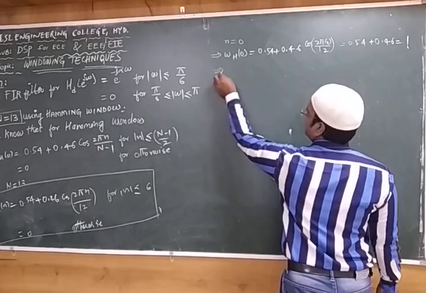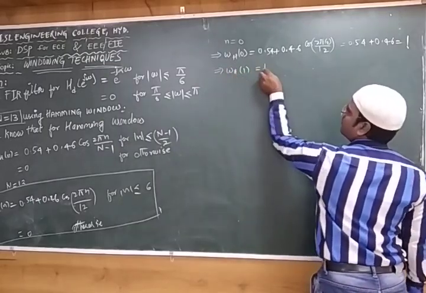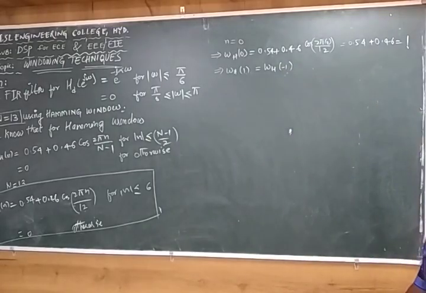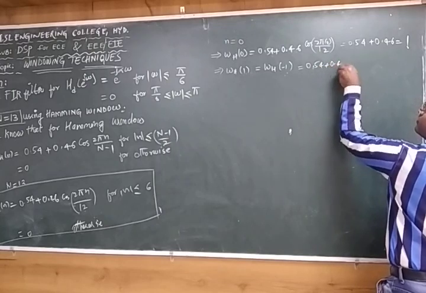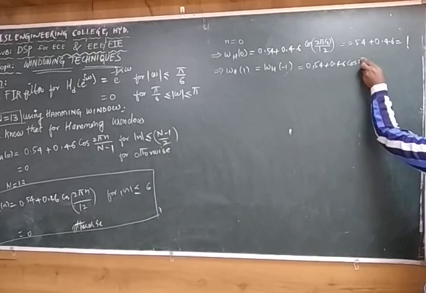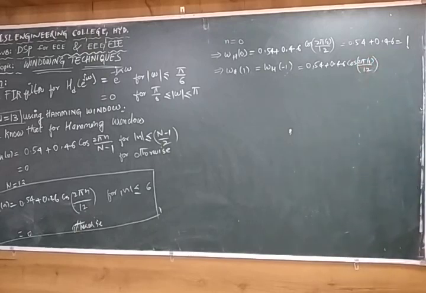Similarly, we will substitute the second one: W h of 1 is equal to W h of minus 1. Why? Because of the symmetric property. So what can I write for it? 0.54 plus 0.46 into cos 2 pi n, where n is 1, by N minus 1, 13 minus 1 is 12. Substitute that value in the calculator and you will get the values.